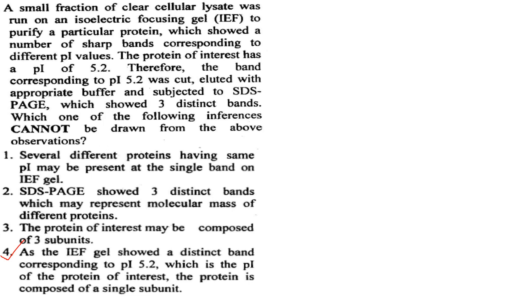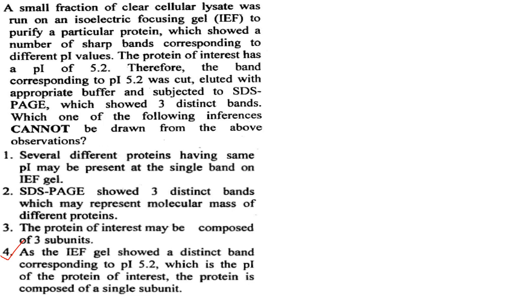Now the first observation was that several different proteins having the same pI may be present in a single band on the isoelectric focusing gel. That is correct. They have asked which of the following inferences cannot be drawn. From this first option, that inference could be drawn because in an IEF gel the separation is based on the pI values, and at that particular pI value you could get many proteins. So several different proteins having the same pI may be present in a single band on an IEF gel. That is 100% correct. The next one.